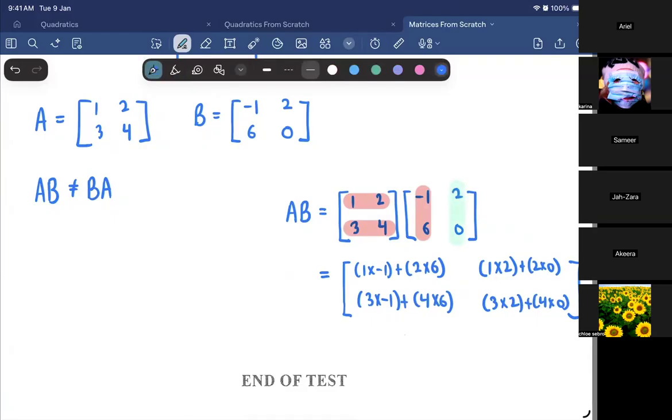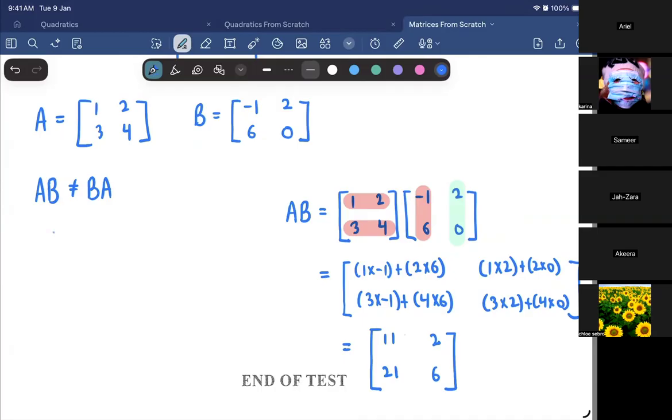So those of you guys that did A by B, can you verify that you got this answer? I'm going to do it quickly. 1 by negative 1 is negative 1. Then 2 by 6 is 12. So 12 minus 1 is 11. 1 by 2 is 2. 3 by negative 1 is negative 3. Negative 3 plus 24 is 21. 3 by 2 is 6. For those of you guys that multiplied A by B, did any of you get 11, 2, 21, 6? Yes, sir. Excellent job.